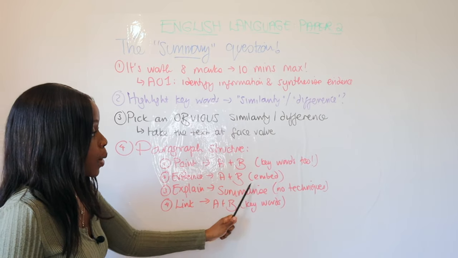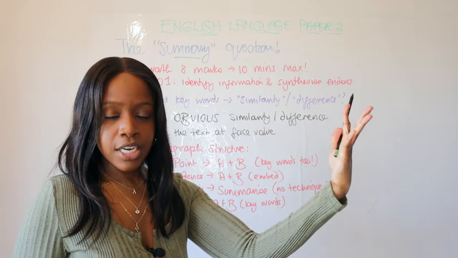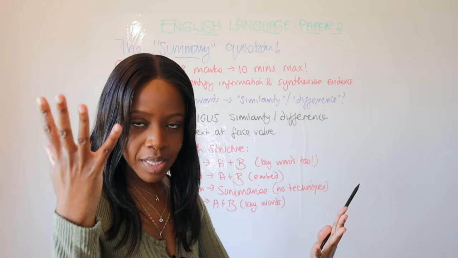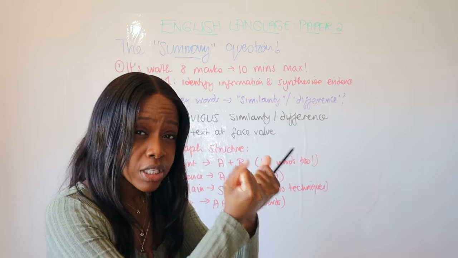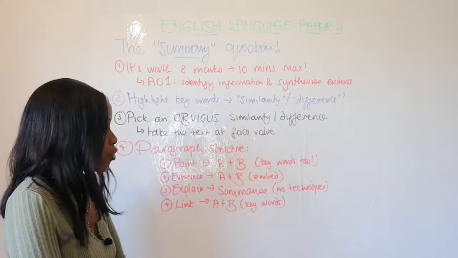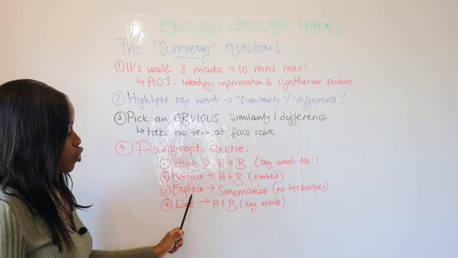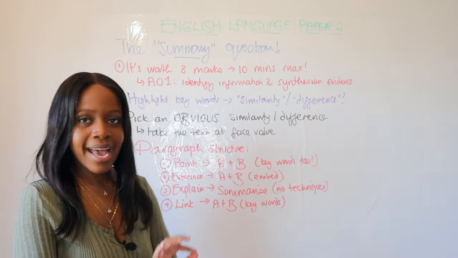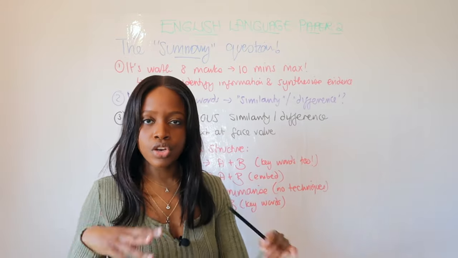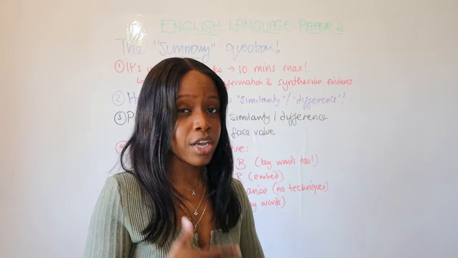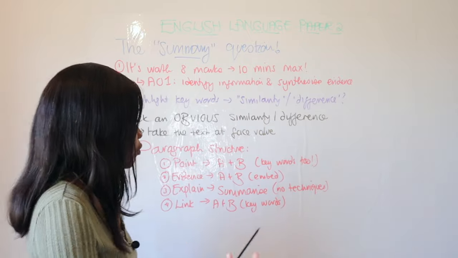So then again, you embed your quotations. Source A shows me this about sweets, source B shows me this about sweets, okay? You are embedding. You're constantly talking about both sources throughout your paragraph. Then, second E in your PEEL paragraph, you are explaining. Here, great thing about this question, you don't need to talk about any techniques, language, or structure, okay? You're simply summarizing. Are they similar or different?